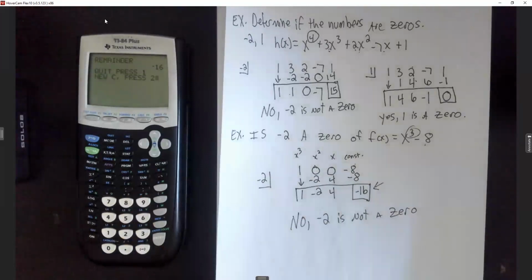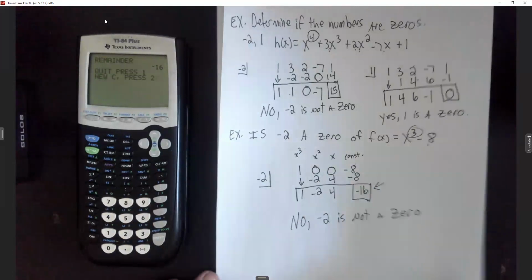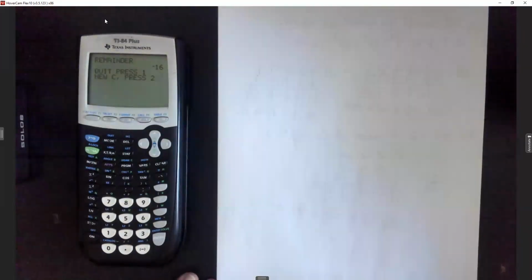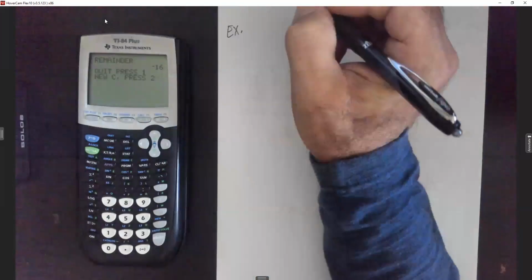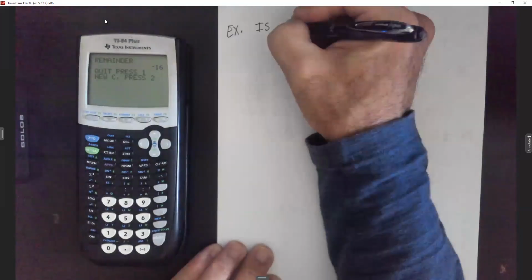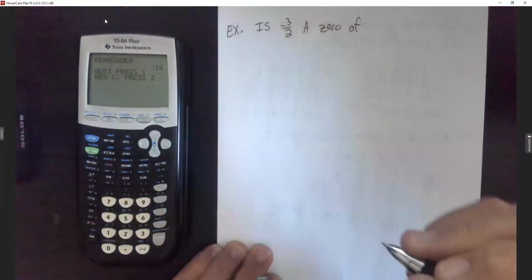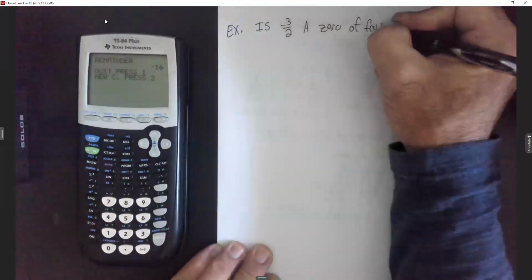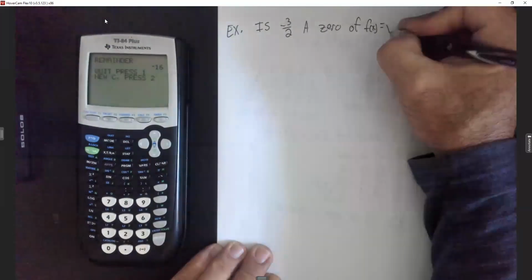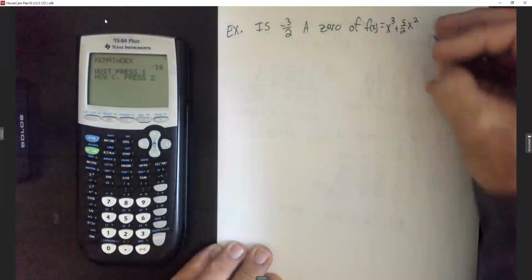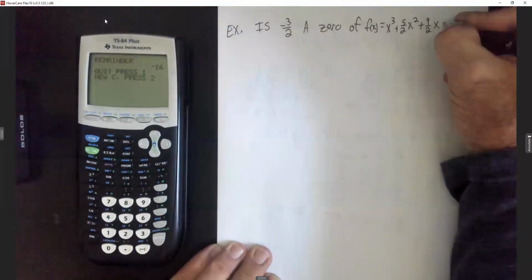All right, so I always save the best for last. So I got one more problem we'll look at. And this is one of those where I sort of don't mind having my calculator sometimes, because they want to know, is -3/2 a 0 of f of x equals x to the third plus 5/2 x squared plus 9/2 x plus 9/2.